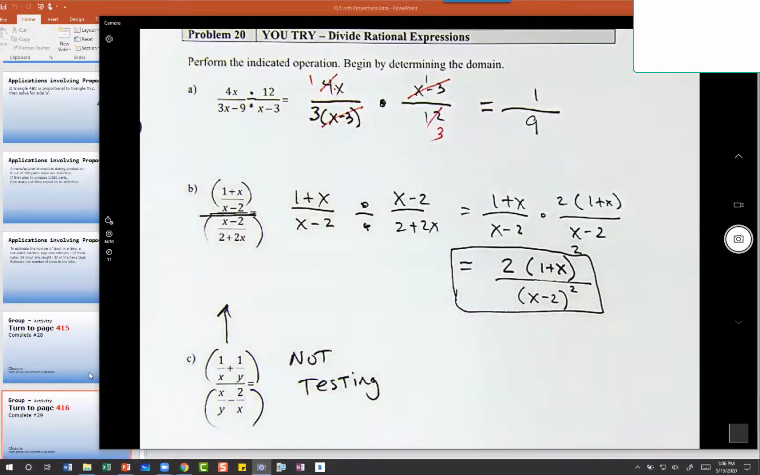But I think I'm going to call it quits now. 4.3 is done.